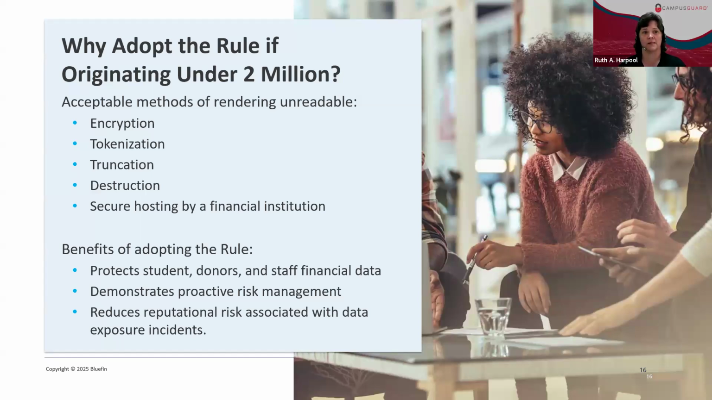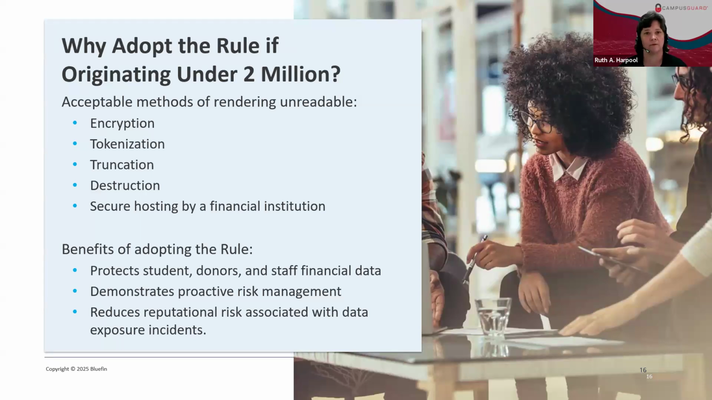There are a couple different ways that this rendering unreadable can occur. You can do that by encryption, tokenization, truncation, destruction, or secure hosting by a financial institution, very specifically a financial institution, not necessarily a third party that is not a financial institution. Third parties that are not financial institutions are obligated to follow this rule as well. So it's highly likely that they're over 2 million in transactions and they would have to secure this data.